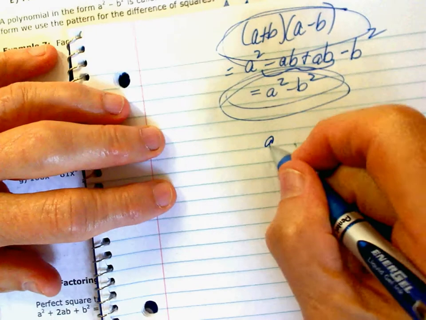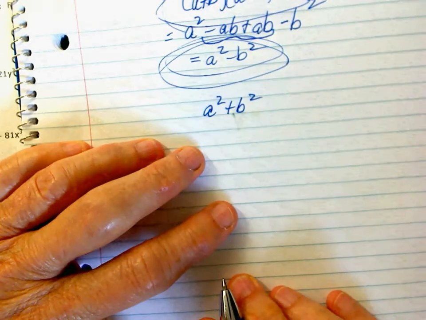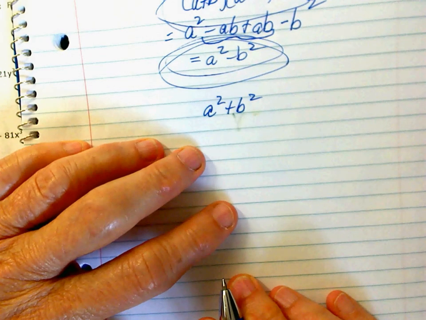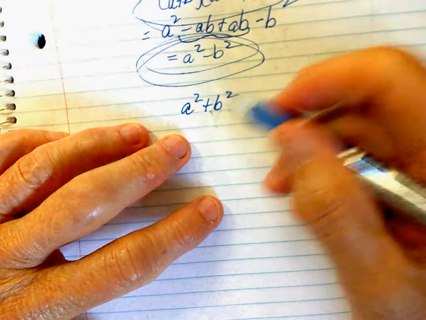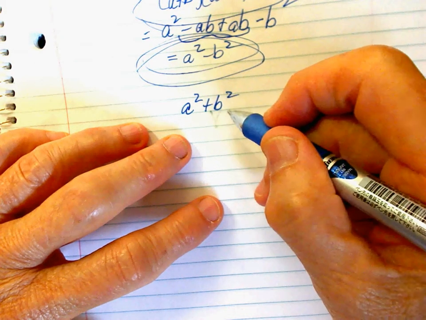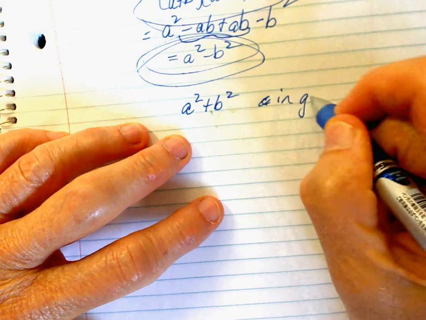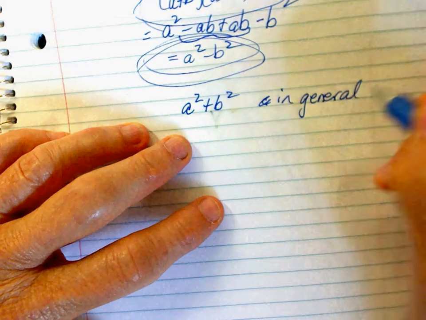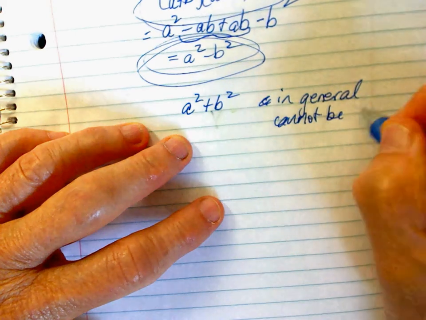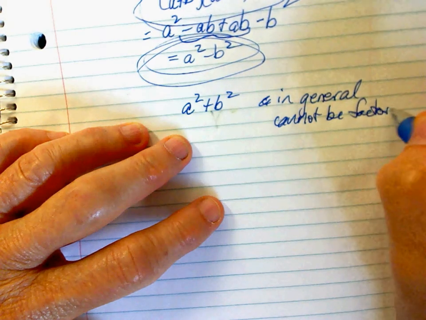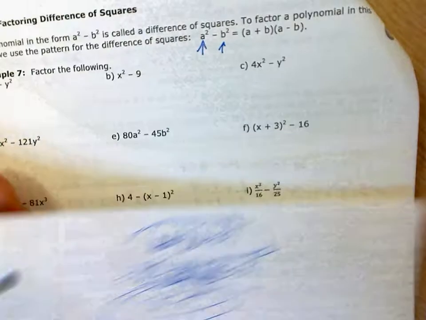What do you think happens if we have a squared plus b squared? Can we factor that? No. Unless there might be a greatest common factor in there depending on what a and b are. But this, in general, cannot be factored. Okay? In general, when it's a plus, it cannot be factored.